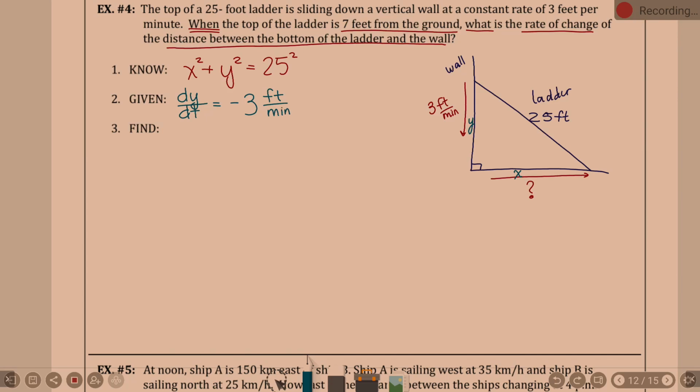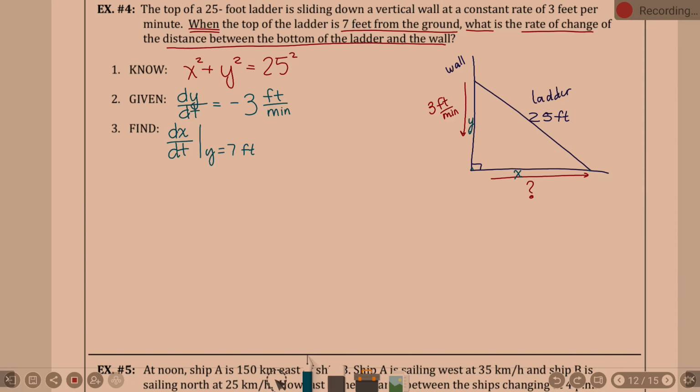What are we being asked to find? dx/dt. We're being asked to find the rate of change of the distance between the bottom of the ladder and the wall. So that is the change in x, dx/dt, when y equals 7, when the top of the ladder is 7 feet from the ground. Thus, y equals 7. Okay, I think we have everything to proceed.